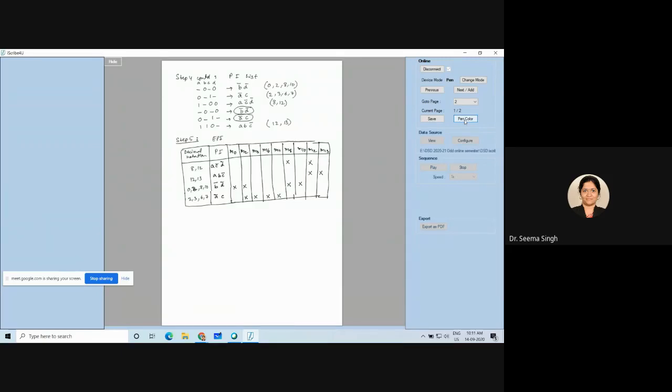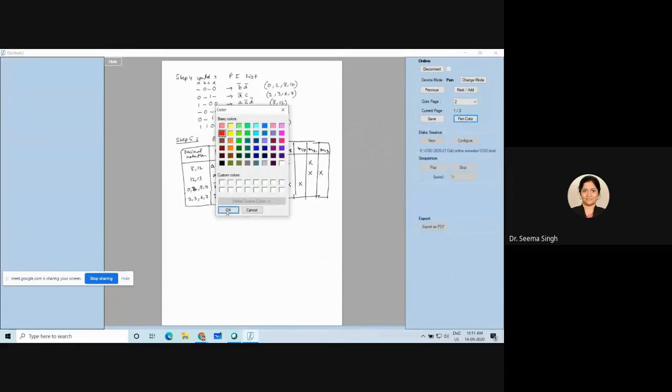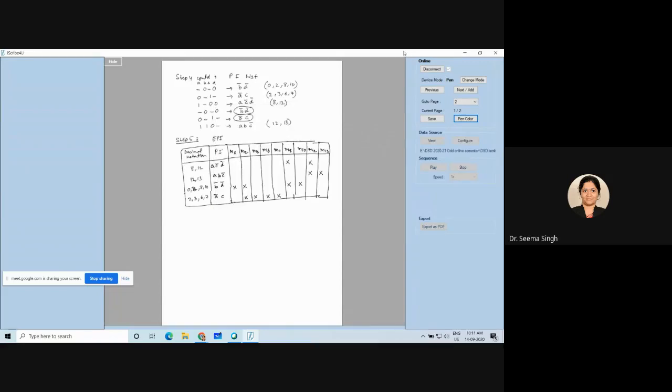Now my job is to find out which is PI and which is EPI. How do I do that? I will see the columns. All of you please understand this very carefully. I will see the columns with only one cross. And to start with, which column is that? M13 column I will take. M13 column has only one cross.